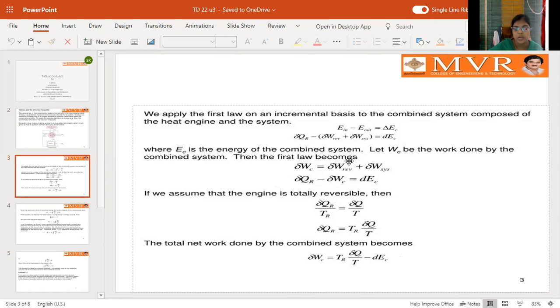Combined work done. Here, what is the first law of thermodynamics? The difference of delta Q minus delta W is equal to dE. But according to the first law of thermodynamics, dE is equal to 0. So then after we will discuss.